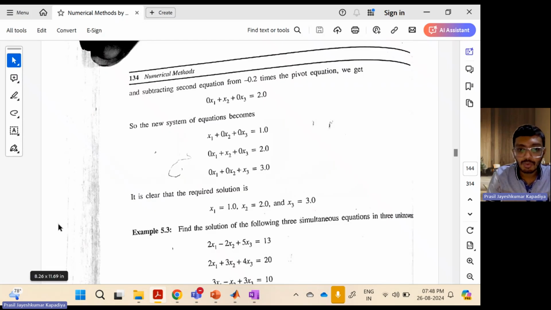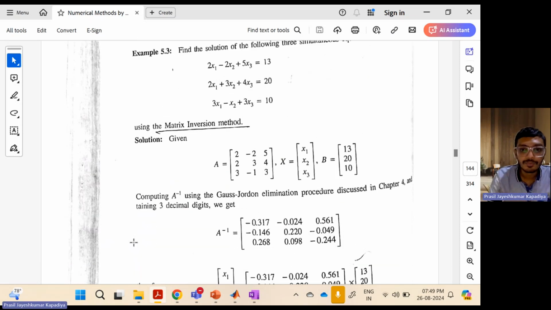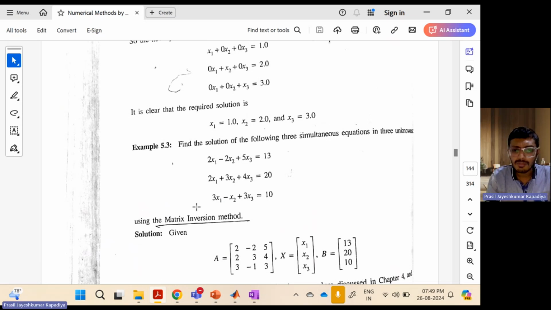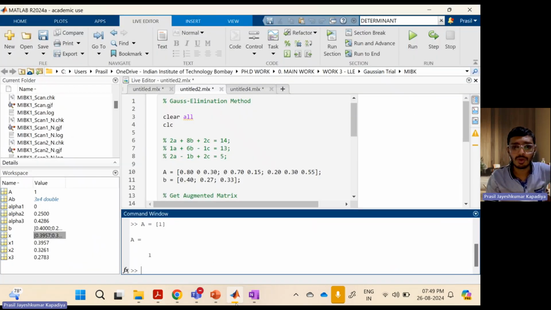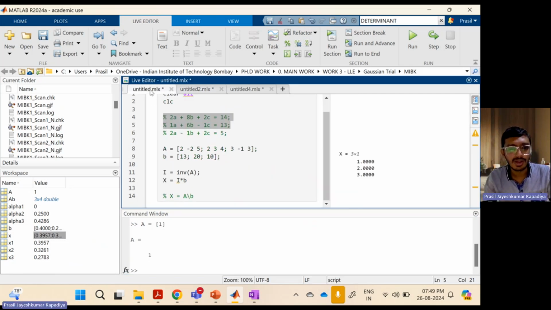Okay, now let's take some more problems from this book. Let's try to solve this problem. 2x1 minus 2x2. I guess it's not the same problem. Let me check it. Yeah, it's not the same one. So 2x1 minus 2x2, using matrix inversion method. So let's write down the coefficients here. Inverse matrix. So let's do it here.